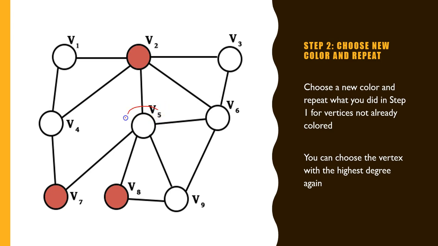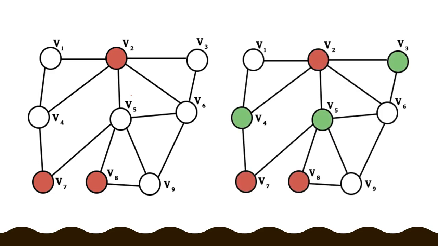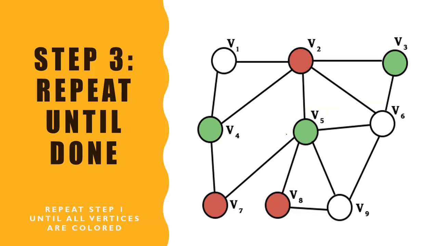So this is the time for vertex 5 to shine, since it has 5 connected edges. So this is where we last left off, and then I start to color vertex 5 green, and then vertex 4 and vertex 3 green as well, since they are non-adjacent or unconnected vertices. And then we move to step 3, which is repeat until we are done. Repeat the process of step 1 until the whole graph is colored.